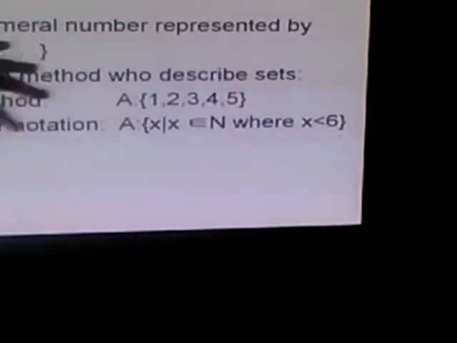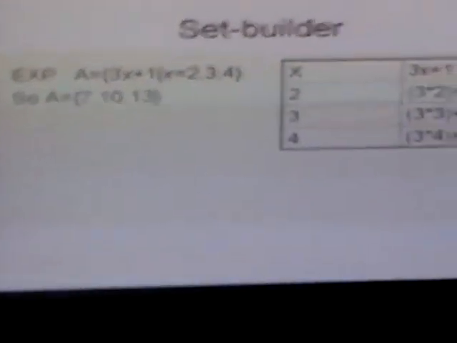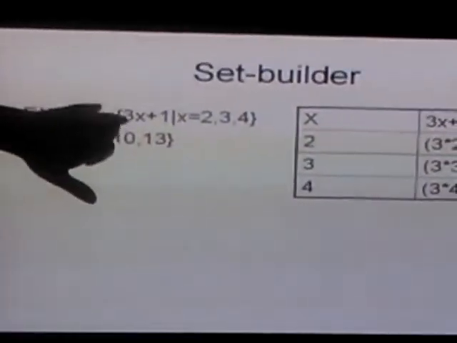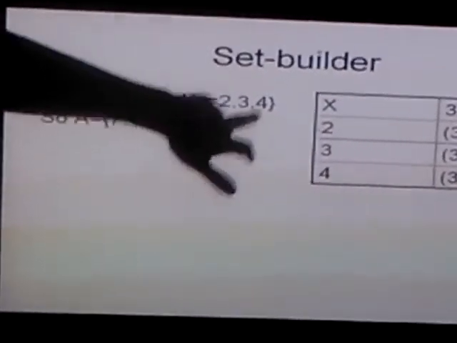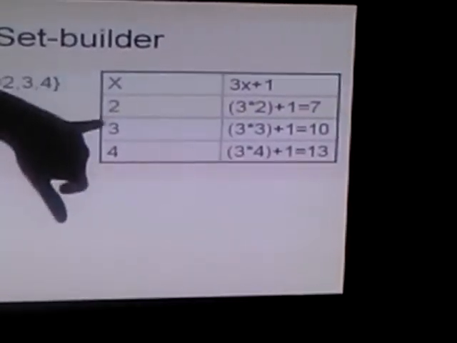So the x is going to be less than 6, because we have from 1 till 5. In set-builder notation, we have this equation in the set: 3x + 1, where x equals 2, 3, and 4. We have to solve this equation first. We have here the table where we solve this equation. We have x equal 2, 3, and 4.